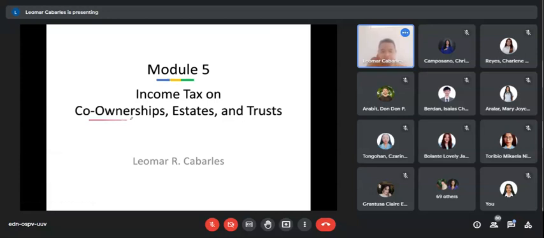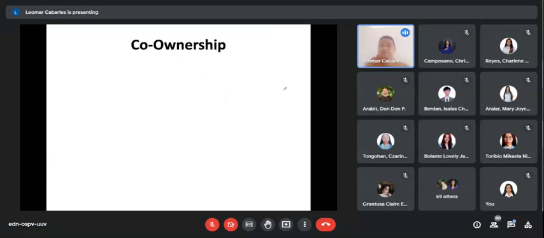co-ownerships, estates, and trusts, okay? If you're not familiar what co-ownership is, or what an estate is, or what a trust is, this is the topic that you will learn then, okay? So ano nga bang ibig sabihin ng co-ownership?